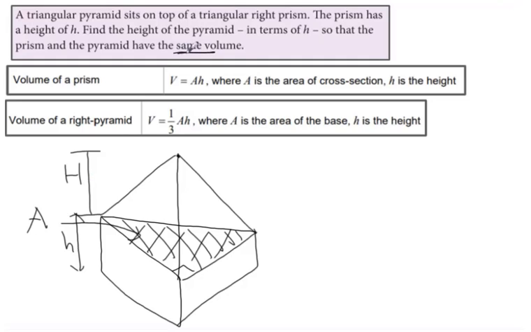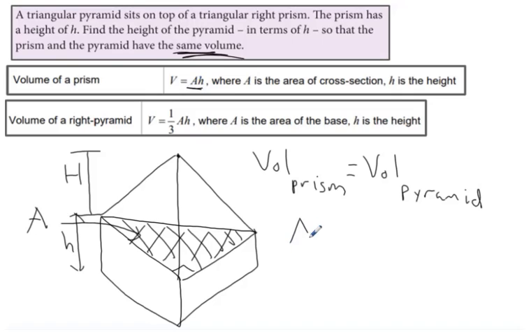When it says same volume, that means the volume of one shape equals the volume of the other shape. So we just write them out using the formulas, using the diagrams. Basically, volume of prism equals volume of pyramid. Then you need to turn those into expressions. So the volume of the prism is just AH, cross-sectional area times h, height.